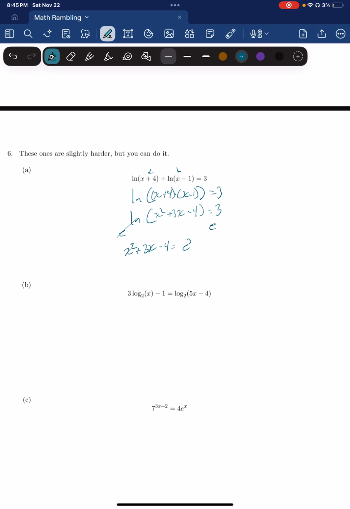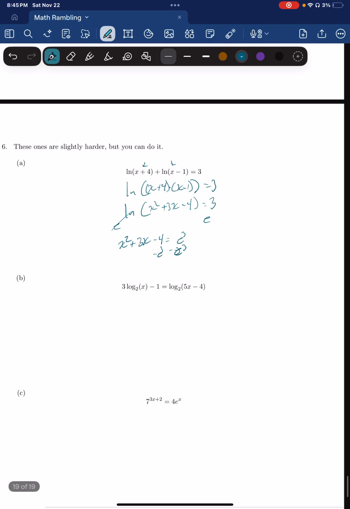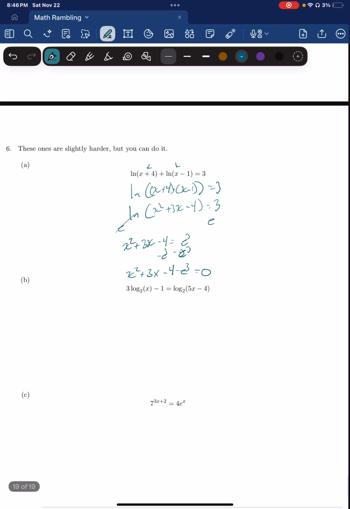We're going to have to use the quadratic formula here. Oh my gosh, 3%. This is getting scary. Minus e cubed on both sides, okay. All right, don't undo anything. Okay, so we have x squared plus 3x minus 4 minus e cubed equals 0. And so let's use the quadratic formula.